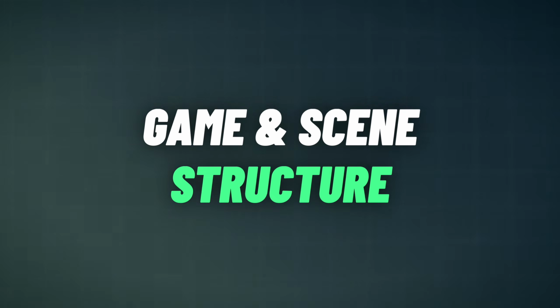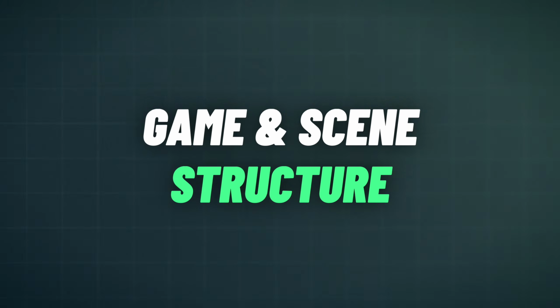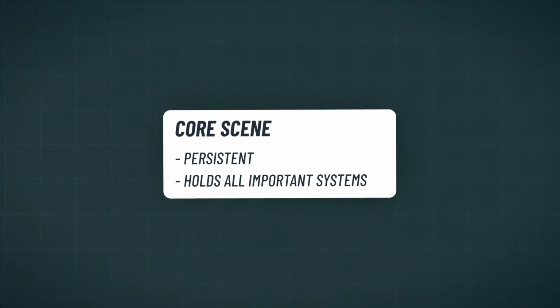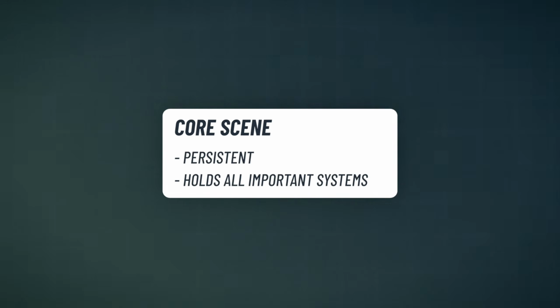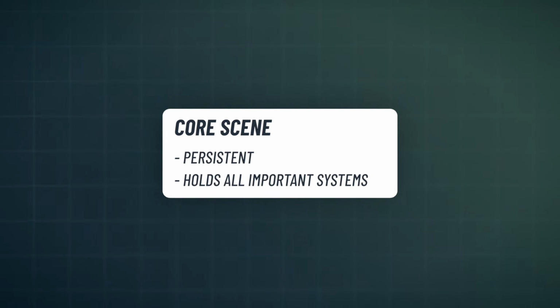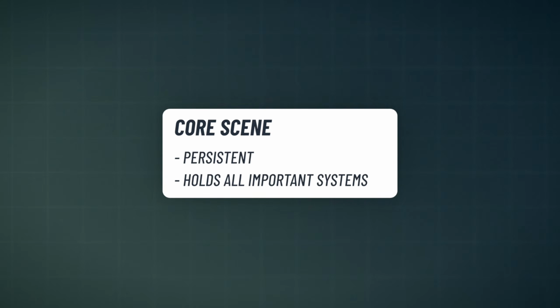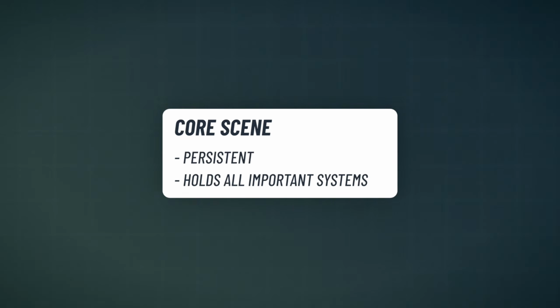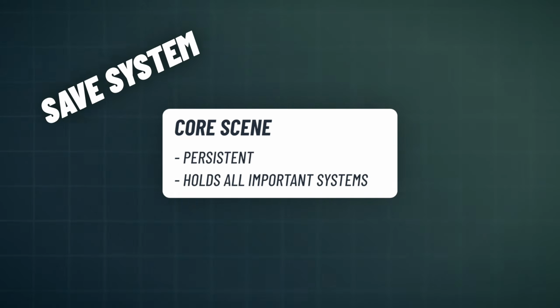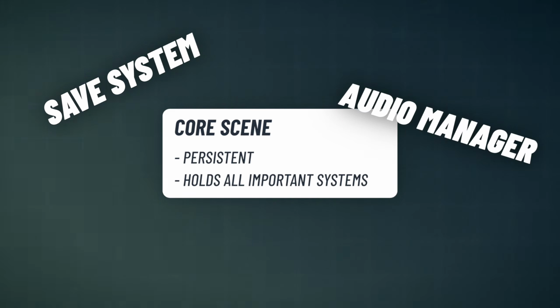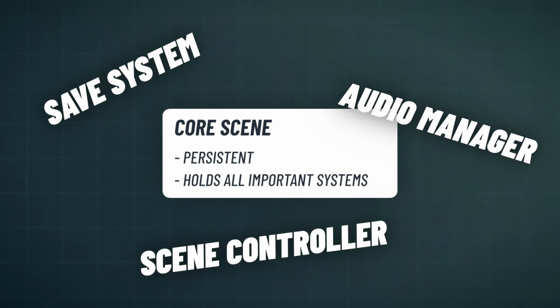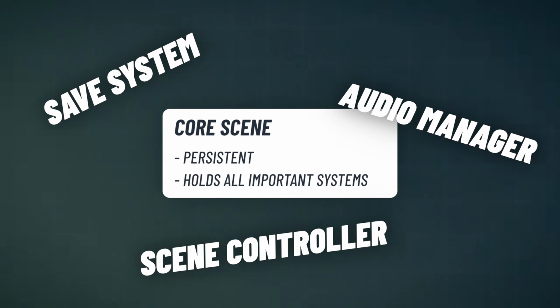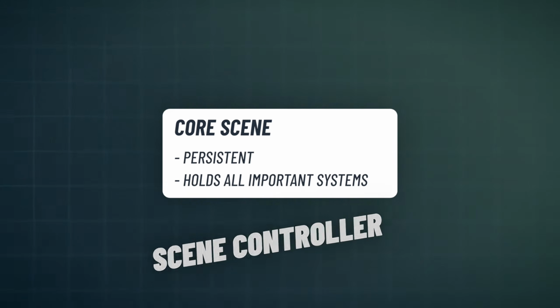So this is the core idea for the multi-scene architecture. When we start the game, a core scene is loaded. This scene will be persistent and always loaded throughout the whole lifetime of the game. It will hold all the important systems and data that are needed in all parts of the game, like a save system, the audio manager, or the scene controller, which we will build later. This way, we will be able to have those things always available whenever we need them.